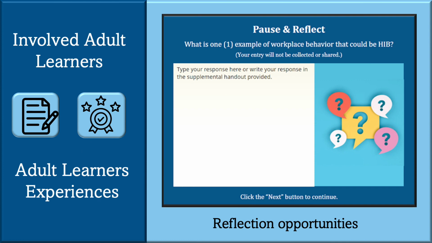In this first example, I have a screenshot of a reflection activity with an Articulate Storyline that asks learners to identify one example or situation of workplace behavior that could be hostile and/or intimidating behavior. Learners are asked to type their response in the text box within the program, or to write their response on a piece of paper outside of the program. It's their choice, and they are informed that no responses will be collected or shared.